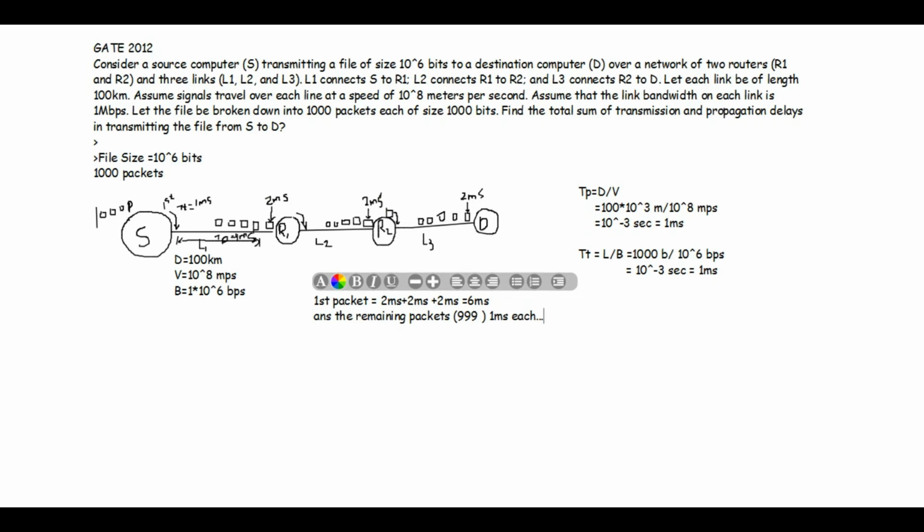Okay, so as the remaining packets are taking 1 millisecond each, when we calculate this, we get 999 × 1 milliseconds. So the remaining packets will take 999 milliseconds to reach the destination. Okay, so when we calculate the total time, it will take 6 milliseconds for the first packet, and the remaining packets are taking 999 milliseconds. So in total they are taking 1005 milliseconds. Okay, so the correct answer is 1005 milliseconds.